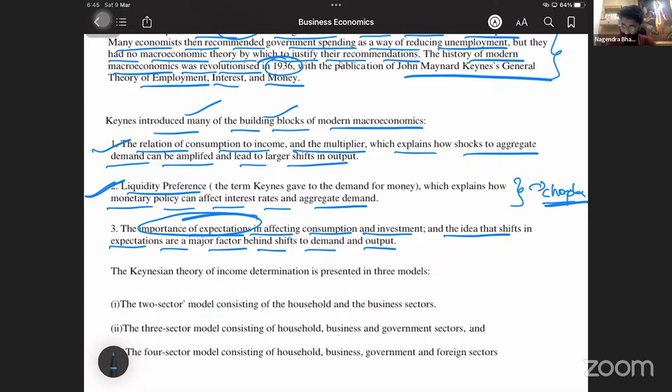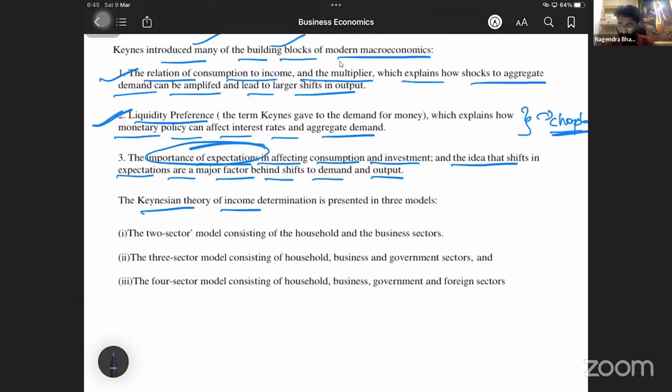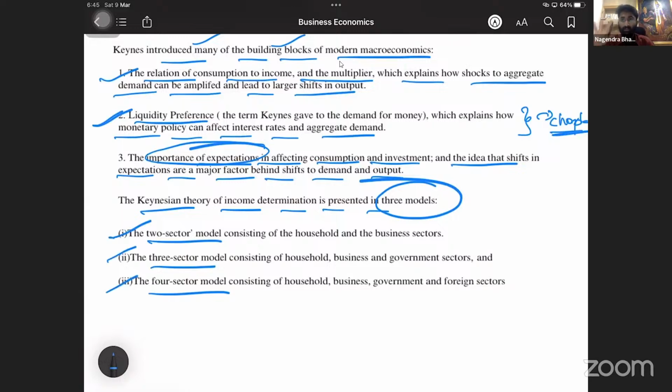So based on these ideas, the Keynesian theory of income determination is presented in three models: two-sector model, three-sector model, four-sector model. We are going to discuss what is the two-sector, what is the three-sector, what is the four-sector. We are going to discuss all these three in detail in this unit.